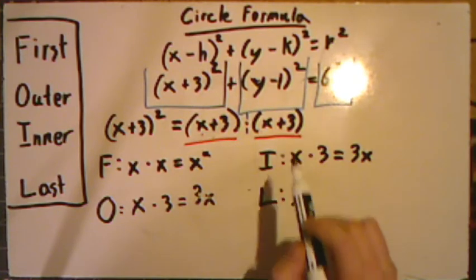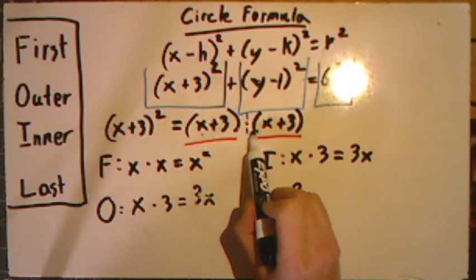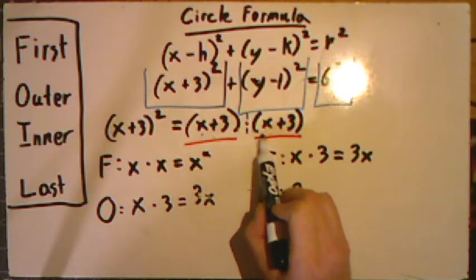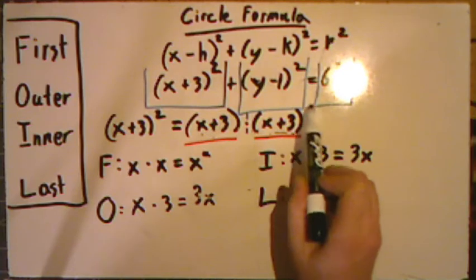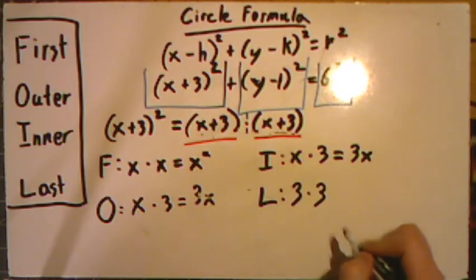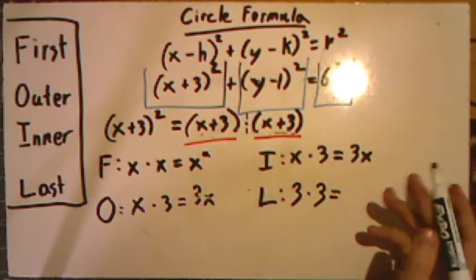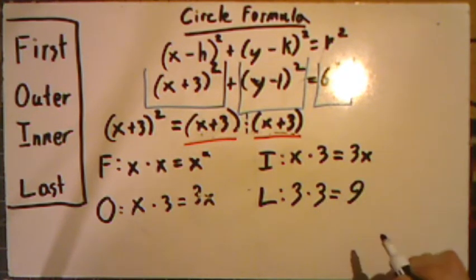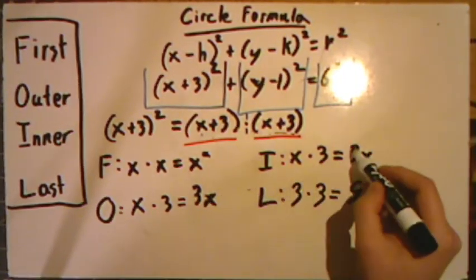Now for the right binomial, we do the same thing. We're going to start off at the beginning of it. x is the first one that we see. 3 is the second, and then there's no more binomial to look at, so 3 is our last term. And what is 3 times 3? 9.